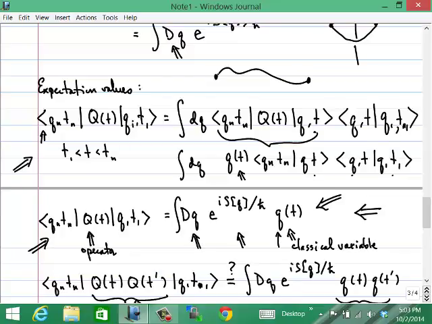So for example, if I have some path through configuration space, or some quantum mechanical process where a particle moves from position q1 at some early time to position qn at some later time, then you want to ask, what is the expectation value of the position of the particle at some intermediate time?